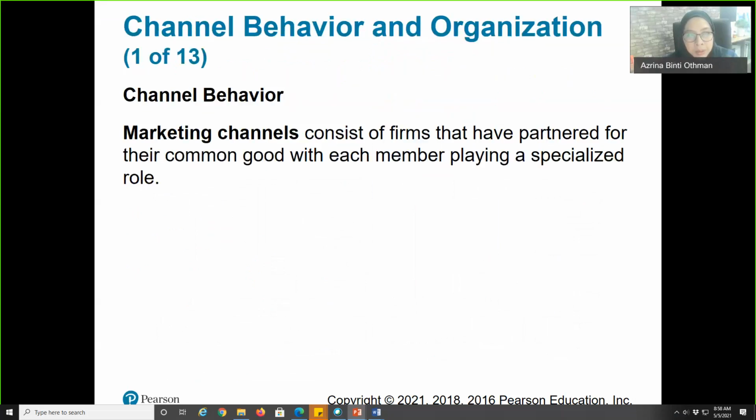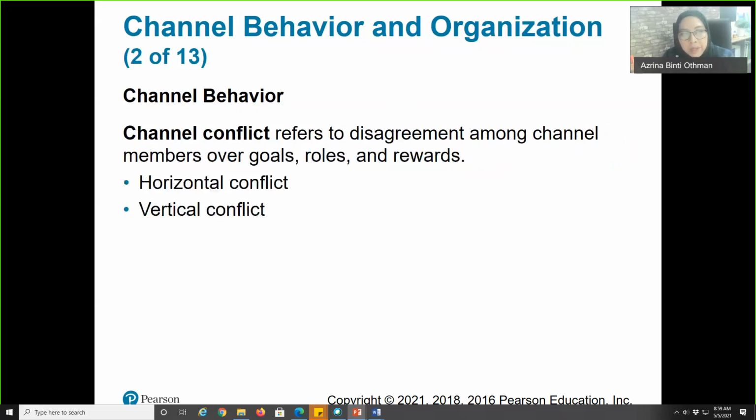All right. Then next, how do channel members interact, communicate, and perform their tasks or duties in the channel? You need to understand that when you are dealing with channel members, you are dealing with behavior. Marketing channels consist of firms or organizations partnered with the company, sharing the common good, with each member playing a specialized role. Even though they work together and have similar or common duties, each channel member has its own specialization, okay?